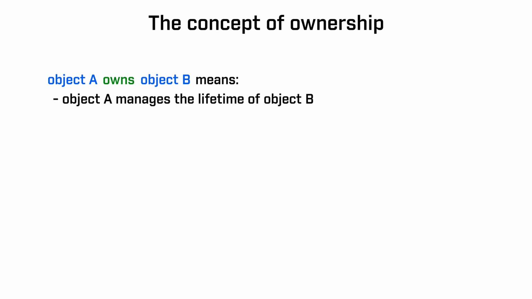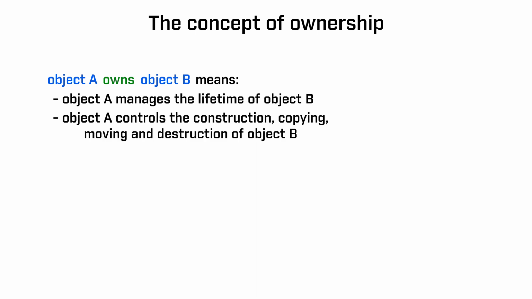First, a little bit about the notion of ownership. When we say that object A owns object B, what we mean is that object A manages the lifetime of object B. That A controls the construction, copying, moving, and destruction of object B. The user of object A can and should forget about managing B, for example via explicit calls to delete B, fclose B, and so on.